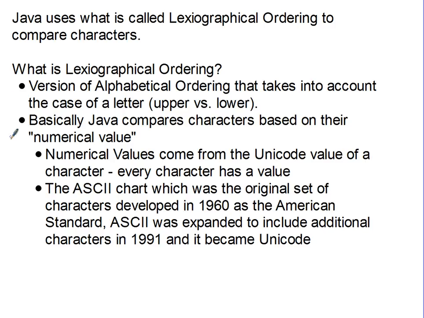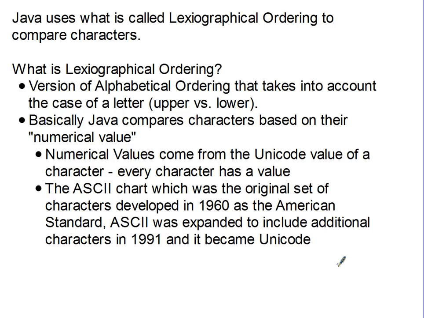So what Java does is it compares the values based on a numerical value. That numerical value comes from what's called the Unicode value of a character, and every character has a Unicode value. It's actually something that was developed originally as what was called the ASCII chart, or the ASCII code, the ASCII value. It was a set of characters developed in 1960, and it was kind of the American standard, so that all people that were working with computers used the same numerical values for each character.